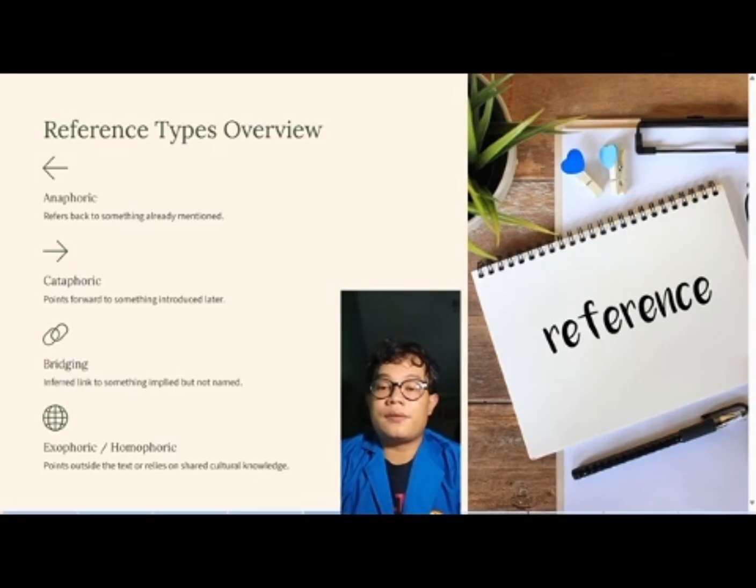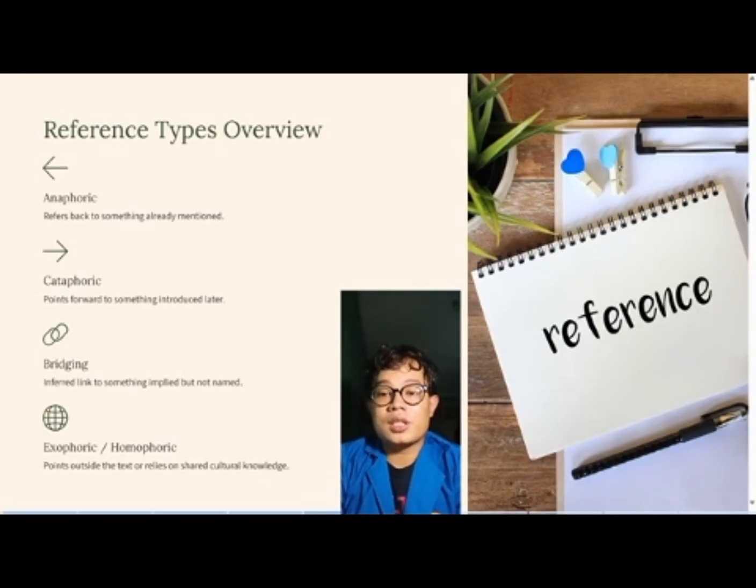The fourth and the fifth, also the last but not least, the exophoric and homophoric reference. So they are pointing outside the immediate text. Exophoric reference, for example, points to the situational context or an unknown entity, while homophoric reference relies on shared generic cultural language. So let's see how Lee Child deploys these to construct his narrative.